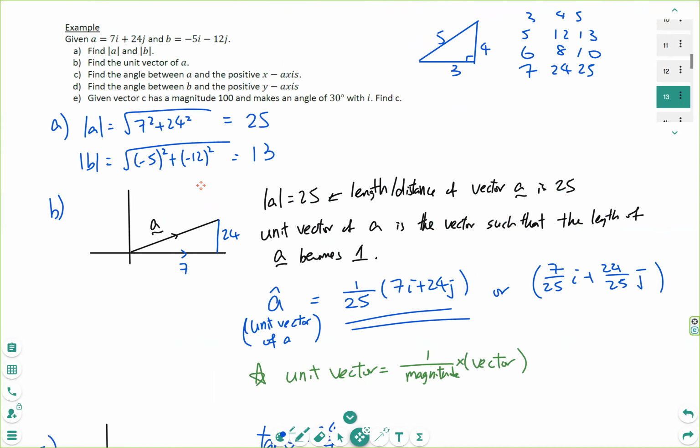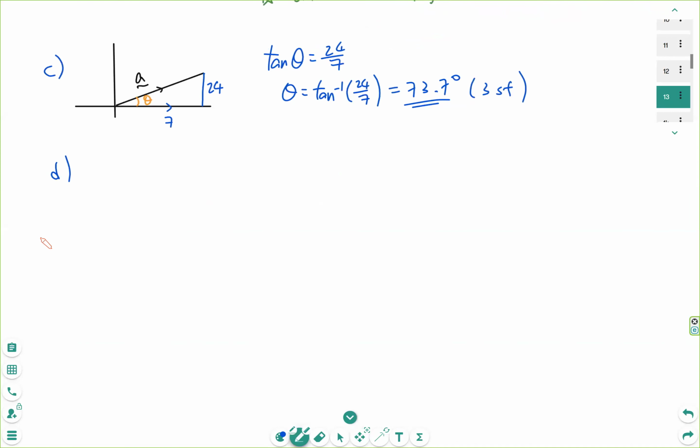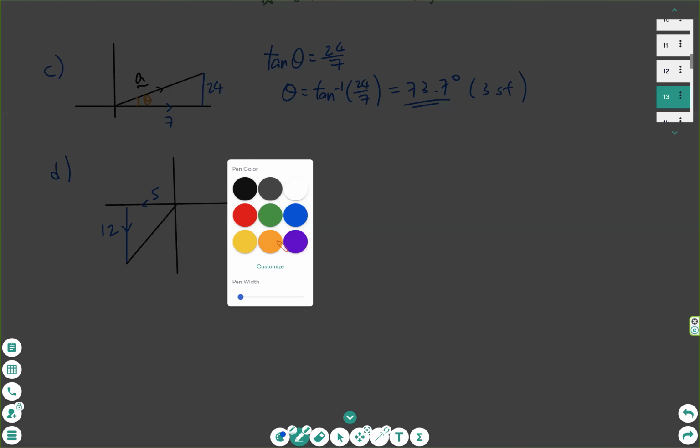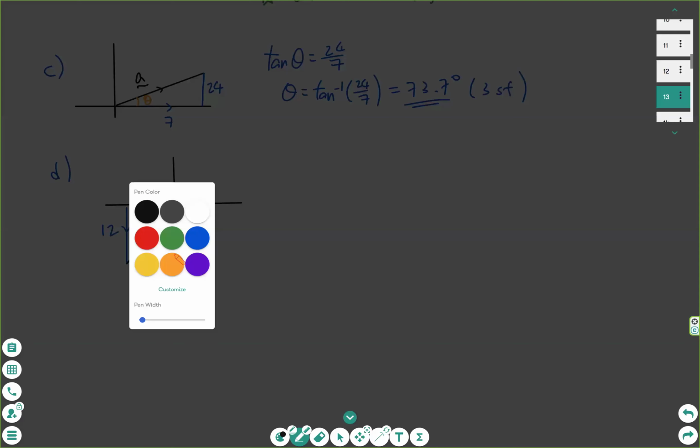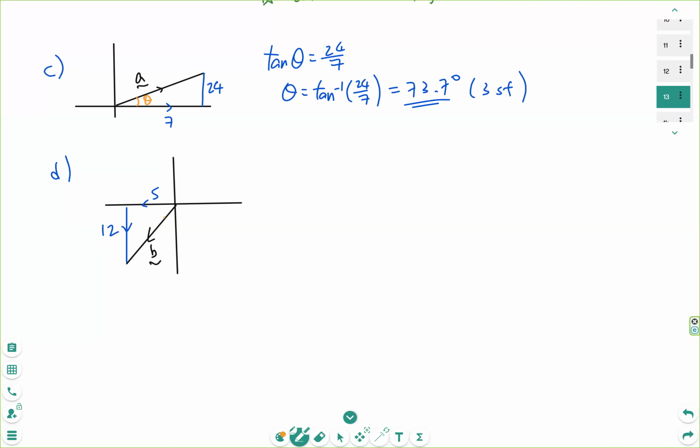So B was minus 5i minus 12j. So let me draw a diagram out. So minus 5i minus 12j, let's say that. Now, when I draw a triangle, I don't write the negative because negative tells you direction. In terms of its length, it's just 5 and 12. So I want to work out the angle between B and the positive y-axis. So positive y-axis is all the way here. That's positive y-axis. So I want to work out this, let's say alpha, or this whole angle.